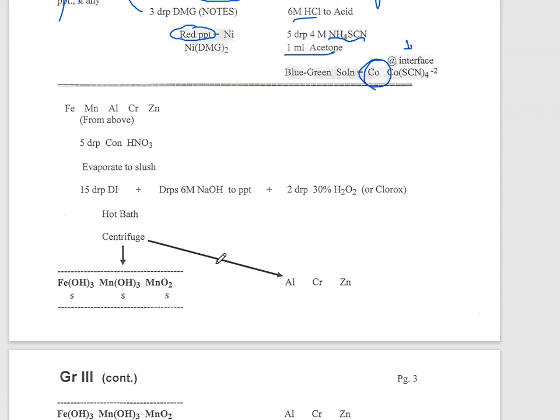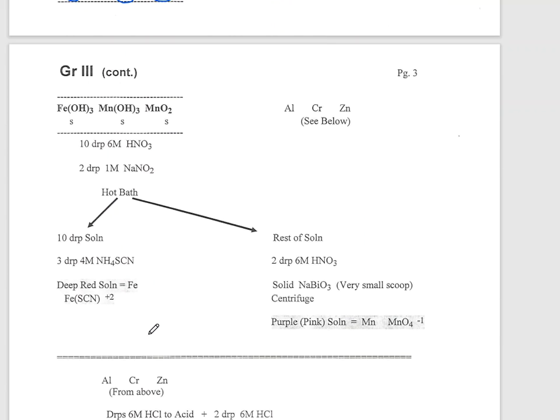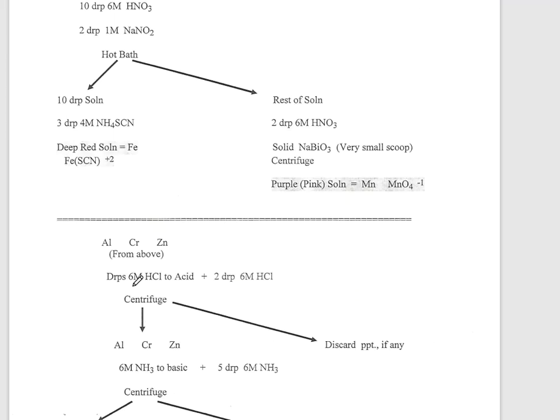You need to be able to read these very abbreviated, shortened directions and figure out what to do in these steps. It looks like I'm going to be hot bathing it again. It looks like I'm going to be centrifuging it again. It looks like I'm going to be getting some more precipitates that form and then keeping liquids on top of those precipitates into a different tube. It looks like I add more reagents, and then I'll look for colors, right? Purple and pink solutions, positive for manganese. Deep red solutions, positive for iron.